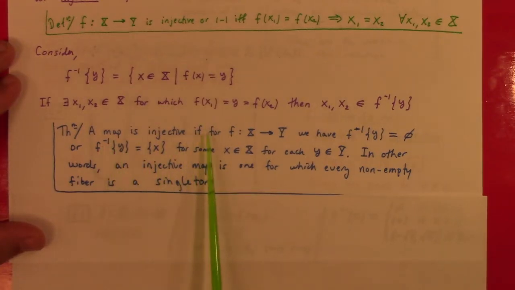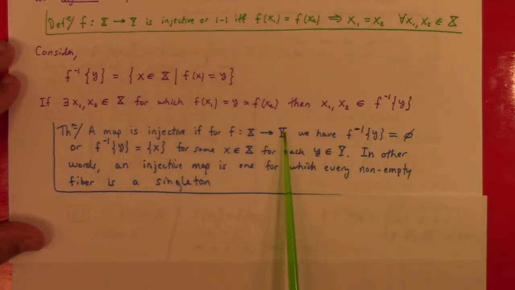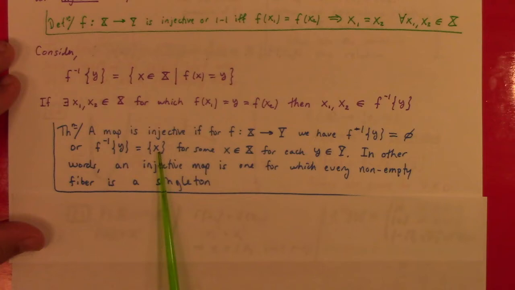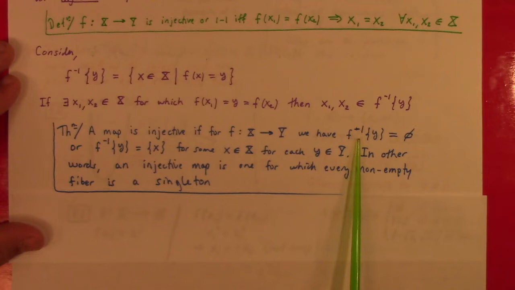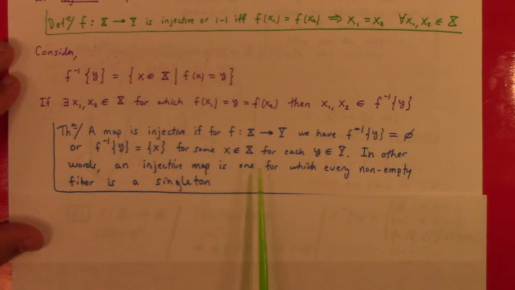A map f, a function from X to Y, is injective if for each y, the inverse image of y is either the empty set, which is to say that it's a point that's not in the range, or the inverse image of the singleton is just a single point. In other words, the inverse image of a singleton is a singleton, for some x in the domain. And that has to happen for each y in the codomain. It's either the empty set or it's a singleton. In other words, an injective map is one for which every non-empty fiber is a singleton.